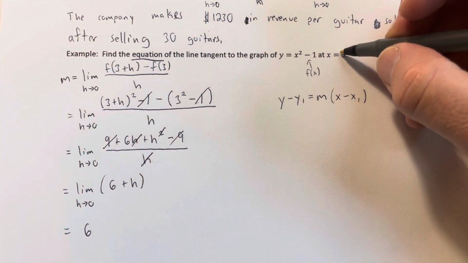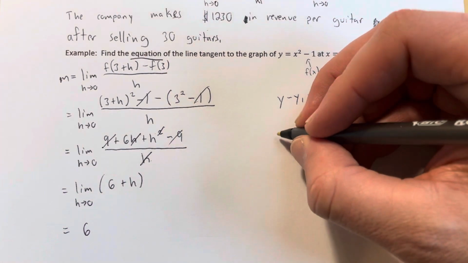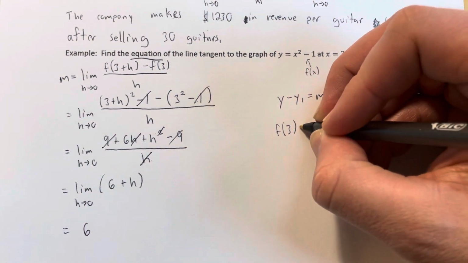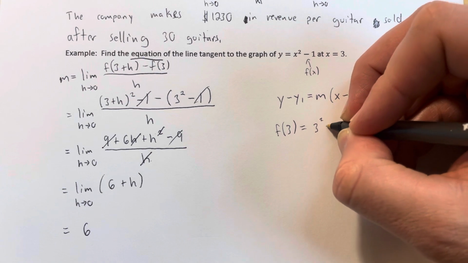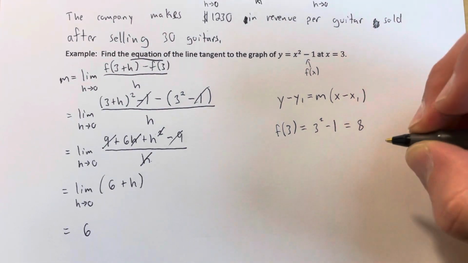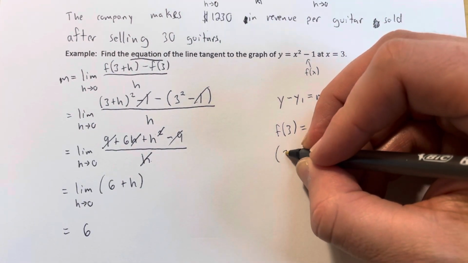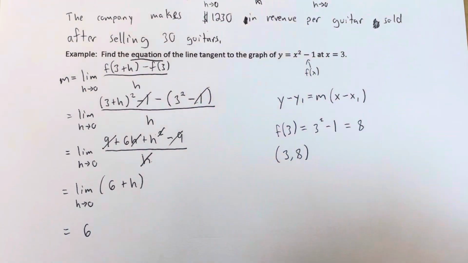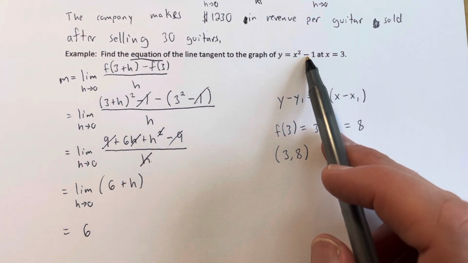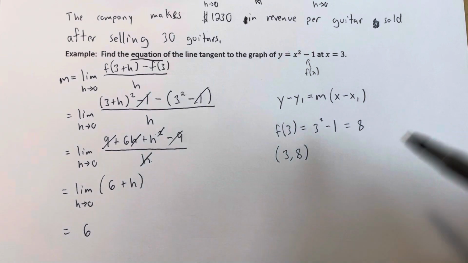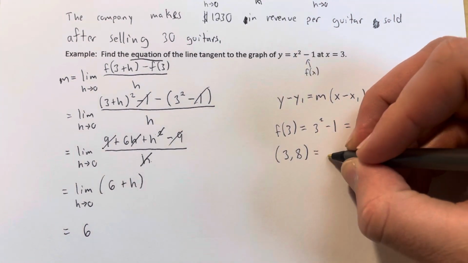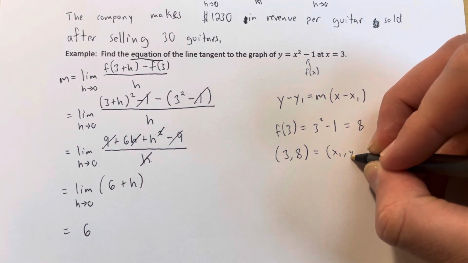I find that by plugging x into the original function itself. So f of 3 is equal to 3 squared minus 1, which is equal to 8. That means that the point (3, 8) is on the graph of both this function and the tangent line. It's the point that they have in common. That's the thing that I'm going to think of as x1 and y1.